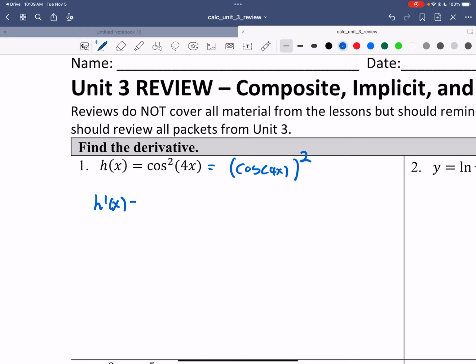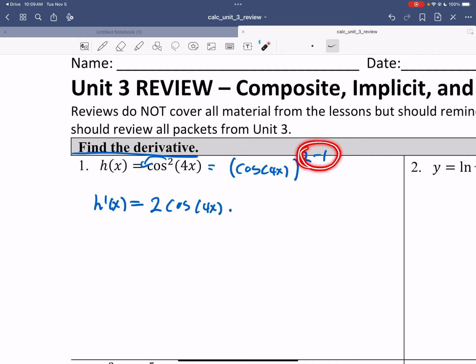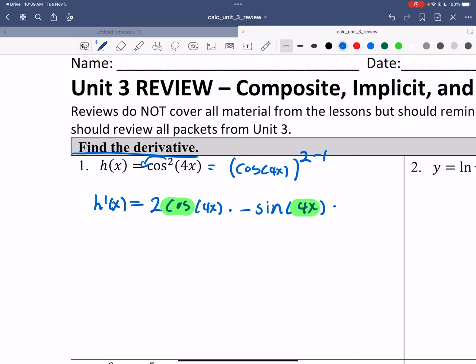Because the question says find the derivative, so it comes first. So 2 cosine of 4x to the power of 2 minus 1 is 1, so I'm not going to write anything. Do you see I dealt with this one? So now I have to deal with the inside, which is cosine. What's the derivative of cosine? Negative sine of 4x times, we're not done. We still have to do the derivative of 4x, which is 4.